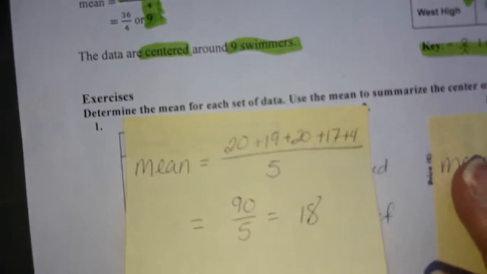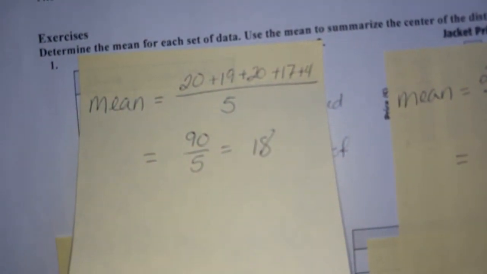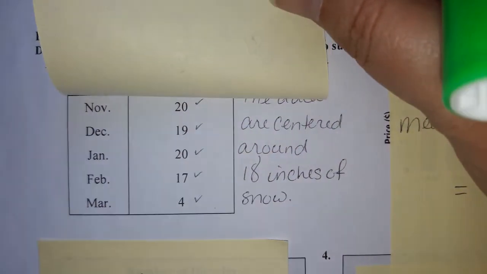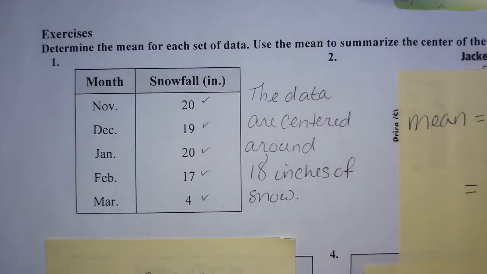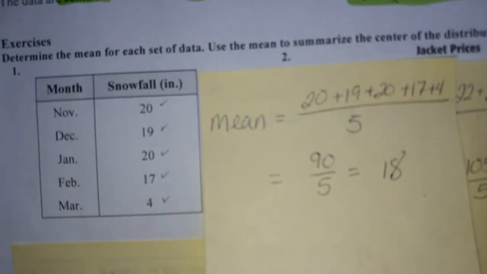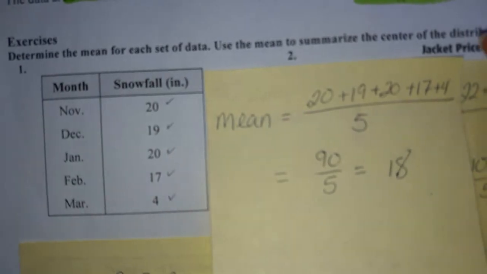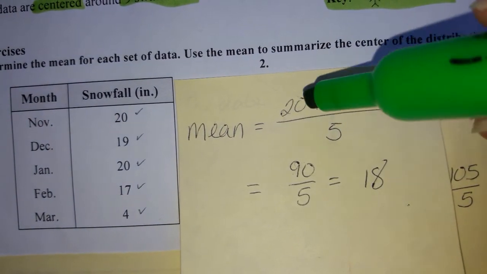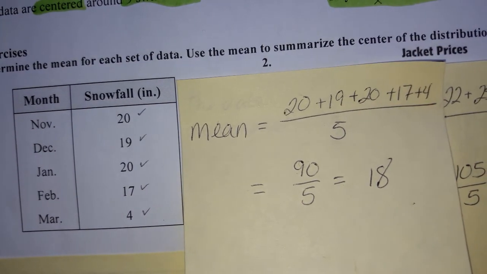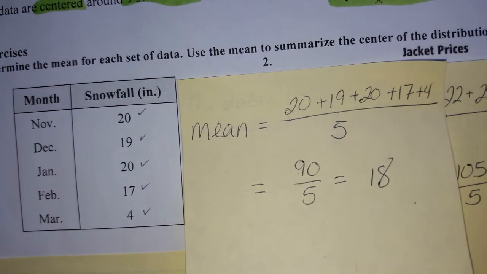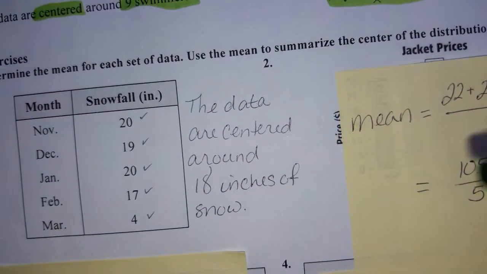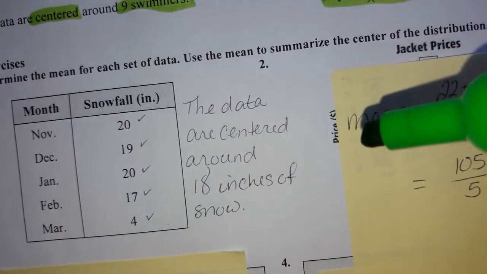So let me do some examples. Now, I did do my work on a little post-it note just to save some space. You can get post-it notes as well. So looking at the table here for snowfall, I see that I have snowfall in inches, and then there are 5 months of snowfall. So that's where I got these numbers from, straight from the table. 20 plus 19 plus 20 plus 17 plus 4, all divided by 5. And yes, you should write this down. When I sum these numbers up, I get 90. Then I divide by 5, and I get 18. So that means that my data are centered around 18 inches of snow. Yes, you need to write this down.